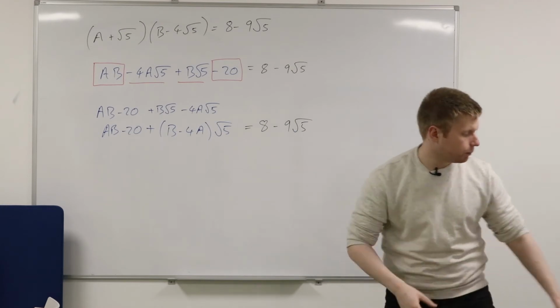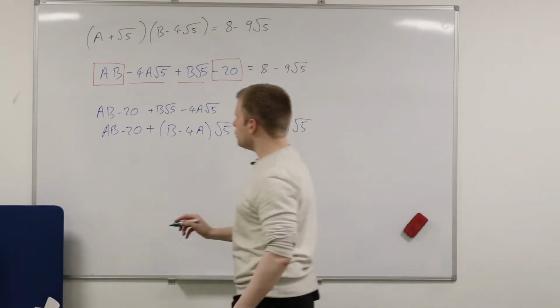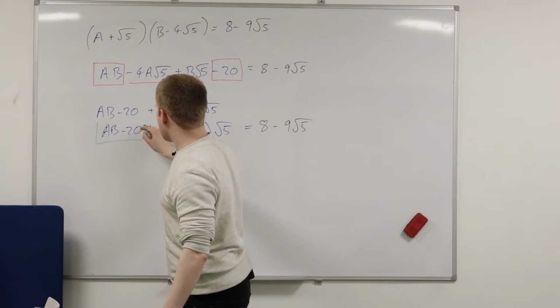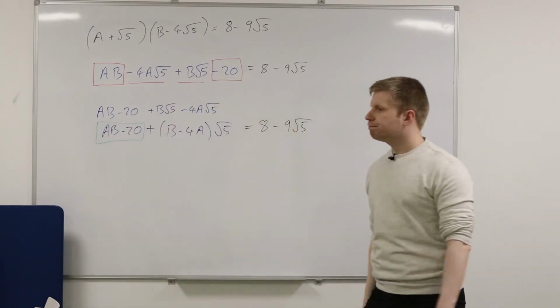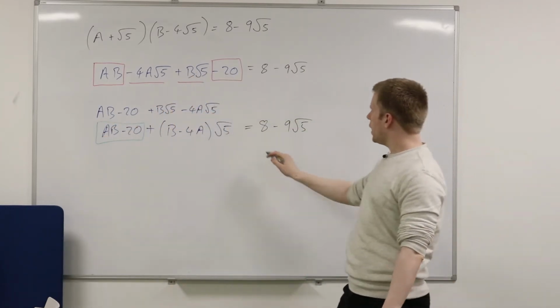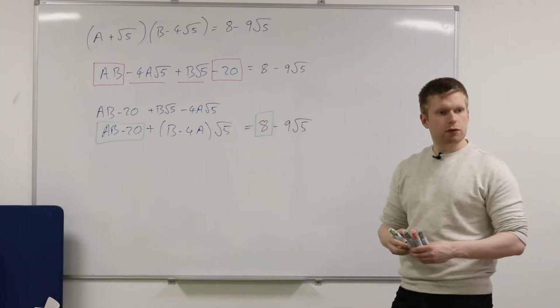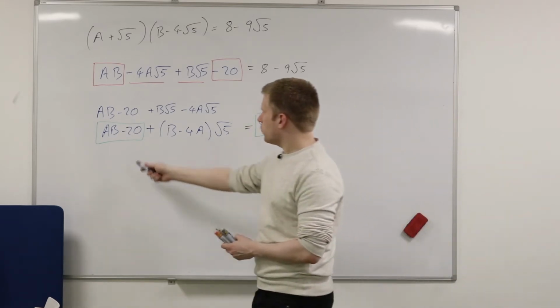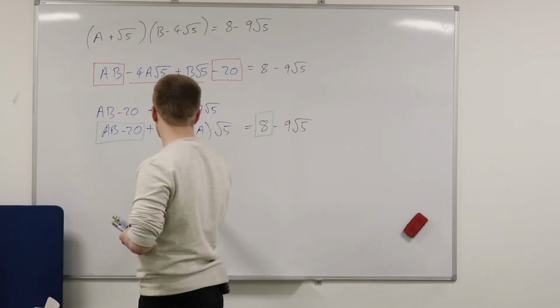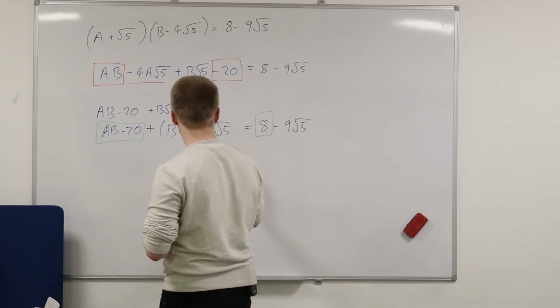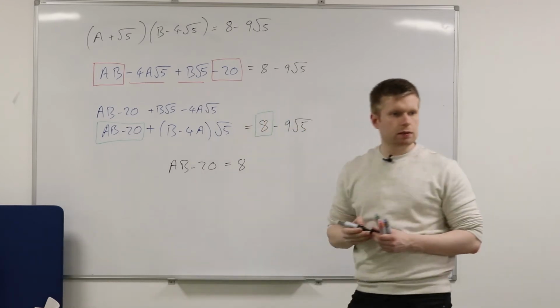Because if you have a look, do you notice that there's a number here? There's ab minus 20. Okay, on the right hand side there is just a number without any root 5s in. So they have to be the same. Yeah? So AB minus 20 has to be the same as 8. Has to be the same as 8. Then you can solve that, obviously.